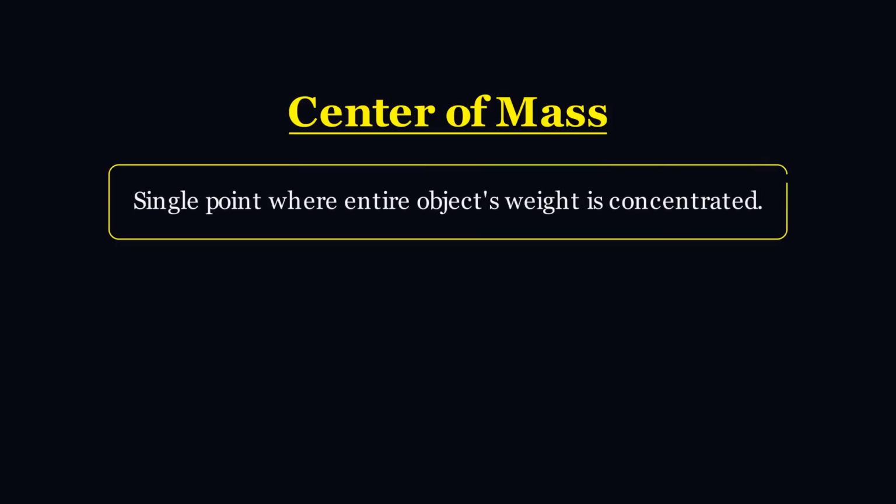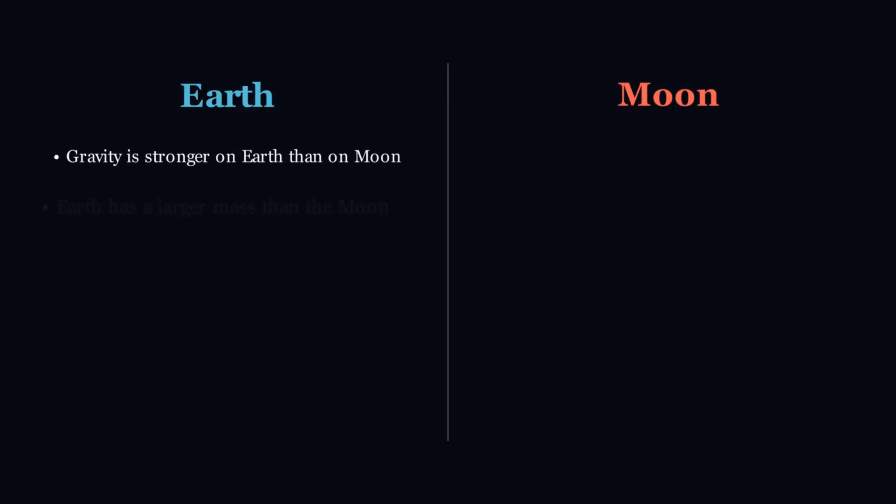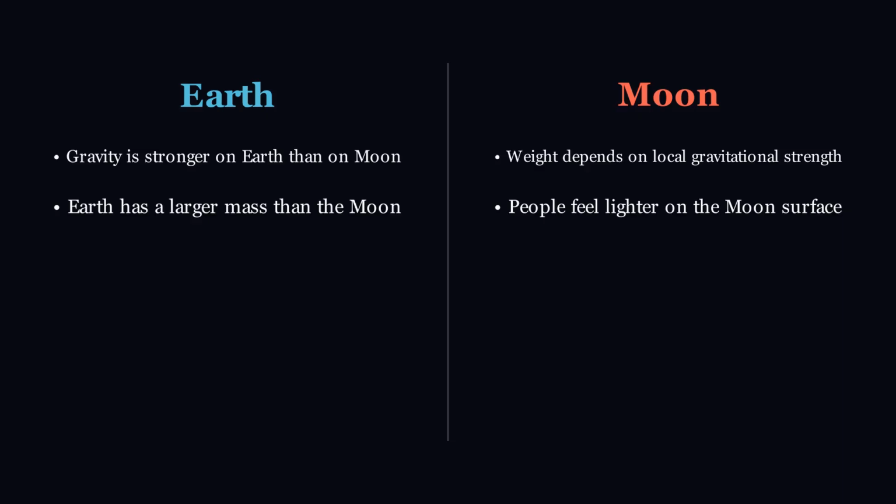The center of mass acts as a single point where an entire object's weight is concentrated. Gravity on the moon is weaker than on Earth, so people weigh less there without protection. Complex visualizations map gravitational potential energy fields around massive planets like Jupiter and Saturn.